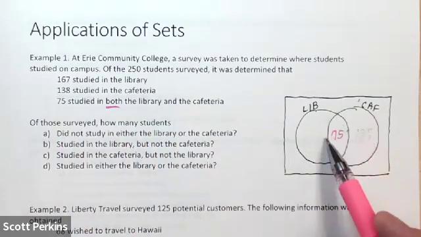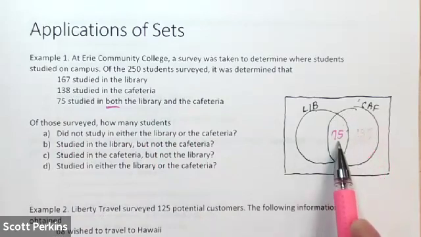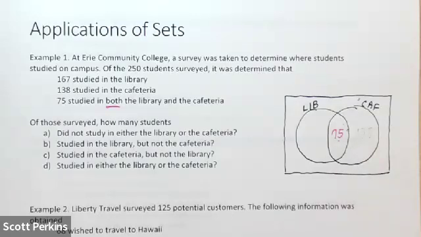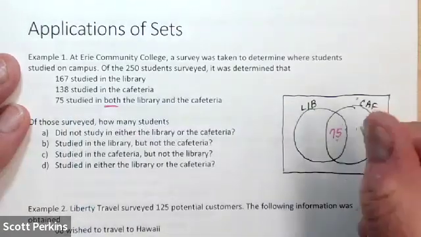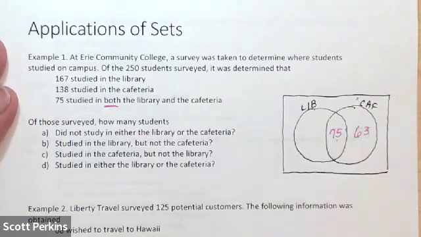Okay, so if 138 students are in this circle, I've already accounted for 75. That means how many are left for this part of the cafeteria circle? How are we going to get that? Yeah, 138 minus 75. It's a little early, I haven't had a whole lot of caffeine today, so I'm going to open up the calculator and let it do the work. That's 138 minus 75, and that is 63. So I'm going to put the number 63. And notice, 75 plus 63 adds up to 138. I've got 138 students in the cafeteria.